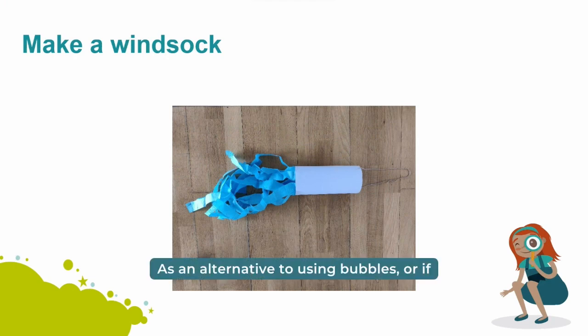As an alternative to using bubbles, or if the wind conditions are unsuitable on the day the activity is planned for, the children could make a windsock to test alongside the bubbles on another day, when there's a bit more or less wind. If you want the children to make windsocks, you will need to provide them with scissors, sticky tape, and crepe or tissue paper.